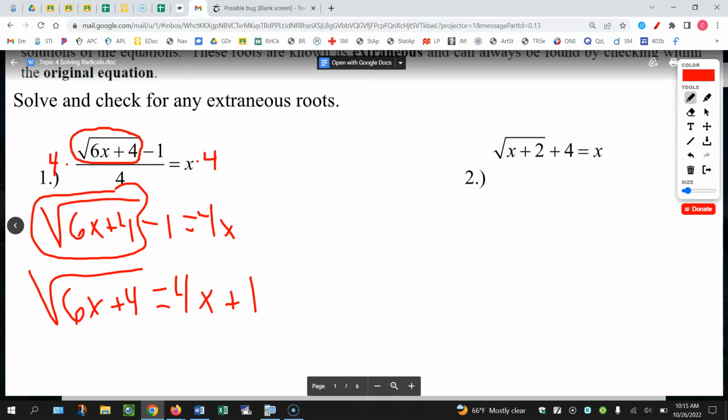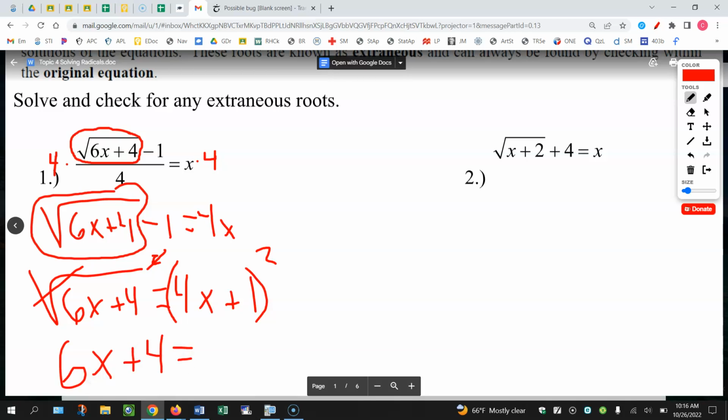At this point, step 1 is done. We've gotten the square root by itself, and now we're going to square both sides. So we're going to square the left side. We're going to square the right side. We have to put parentheses here because we're squaring that binomial. On the left side of the equation, squaring a square root simplifies that. They're inverse operations, so this just leaves you with 6x plus 4.